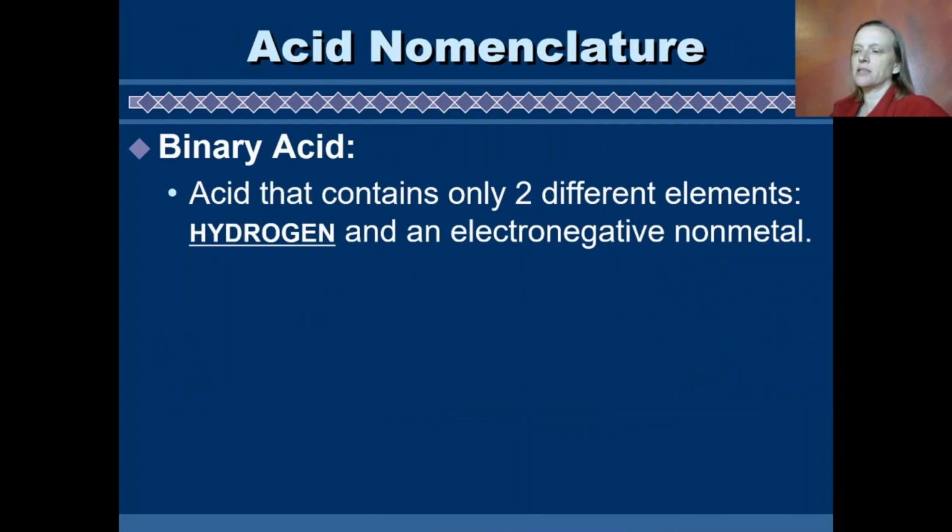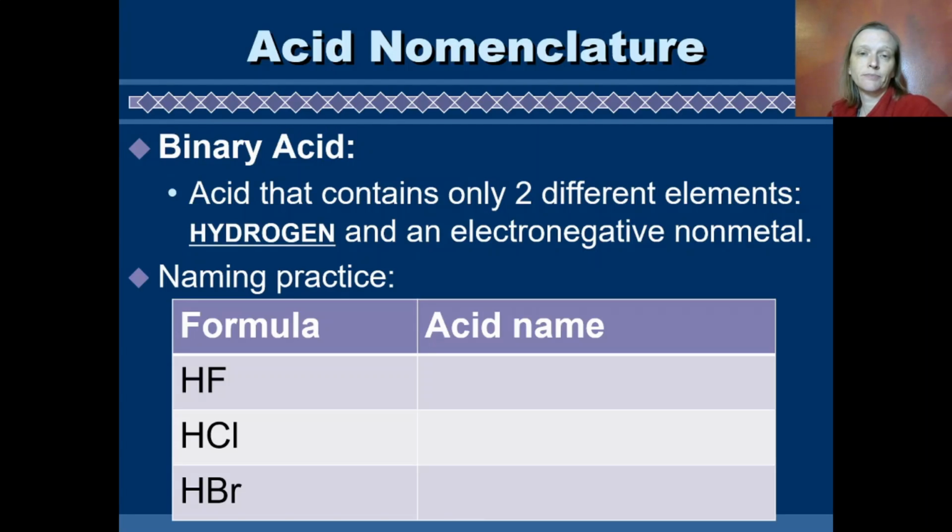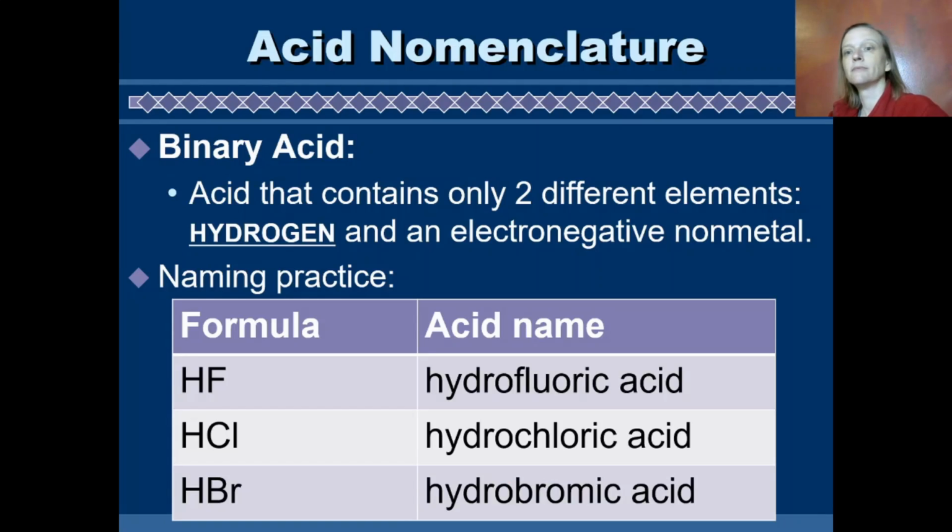So just to summarize this in word form instead of a tree form, a binary acid is an acid that contains only two different elements. Hydrogen is always one of the elements. The other element will be a nonmetal. So pause the video and take a moment to try to name these. HF is hydrofluoric acid, HCl is hydrochloric acid, and HBr is hydrobromic acid.